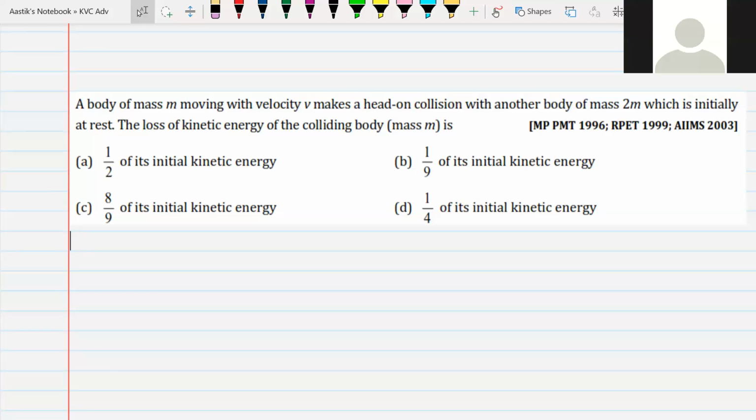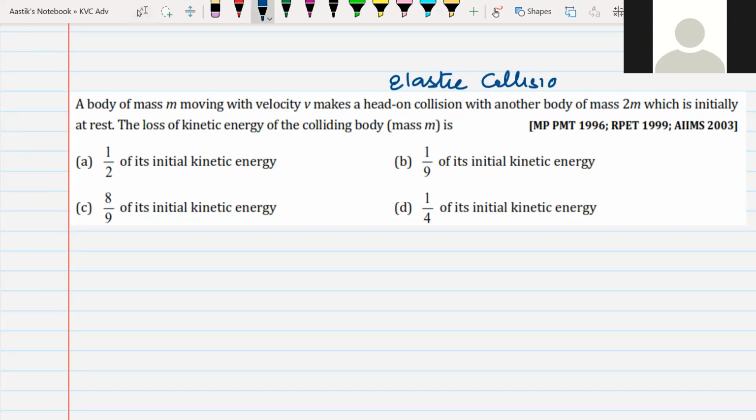Well, it is not given what type of collision this is, right? So we can't solve it. It's not given what type of collision this is, so then we will solve it in a different way. We will take it as a perfectly elastic collision. Perfectly elastic collision, we have to take it.